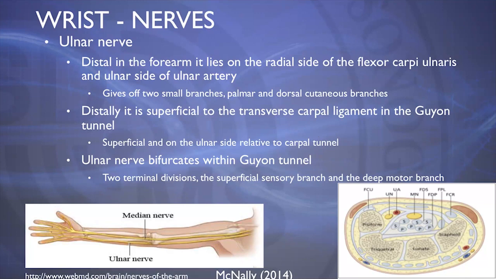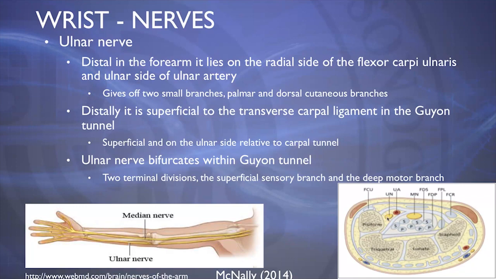So if we can see here on the diagrams, we can see the ulnar nerve is located here in yellow. As you can see, it is going to be more radial to the flexor carpi ulnaris tendon here, and it's more on the ulnar side compared to the ulnar artery.